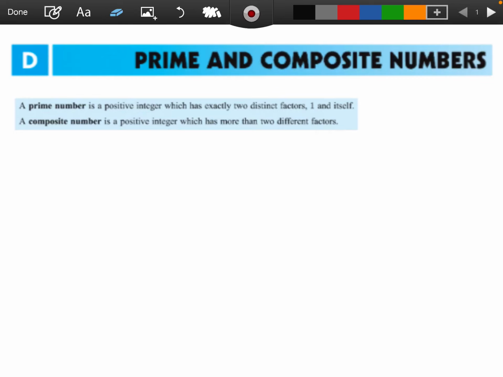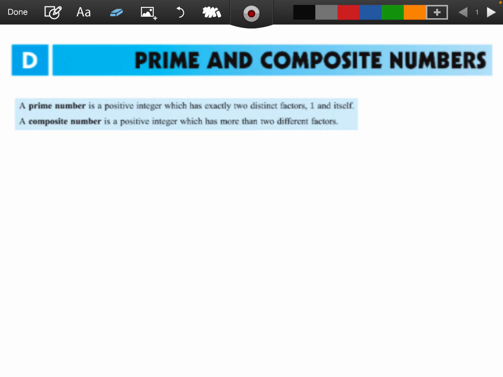Hi everyone, so this is going to be a really quick video on the difference between prime and composite numbers. Prime and composite numbers are just a classification for numbers, and it depends on the number of factors that a number has, whether they are prime or composite. Every number is prime or composite with the exception of 1, and we'll get to why that is in a moment.